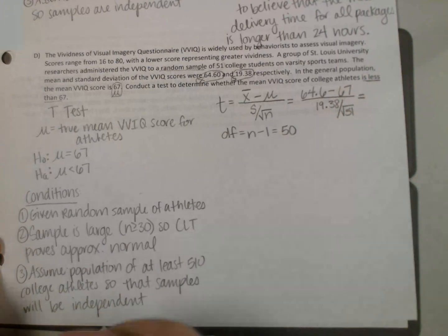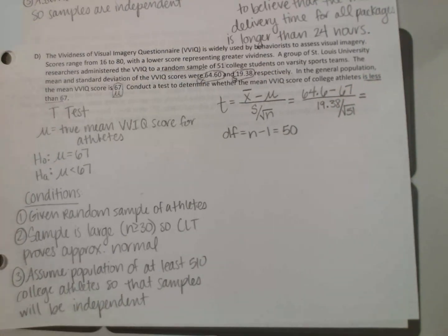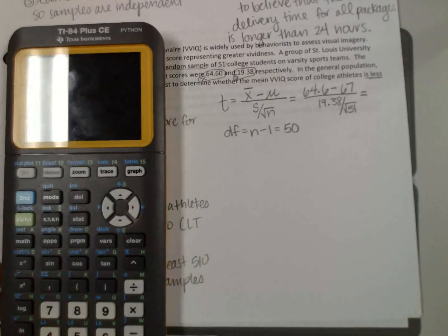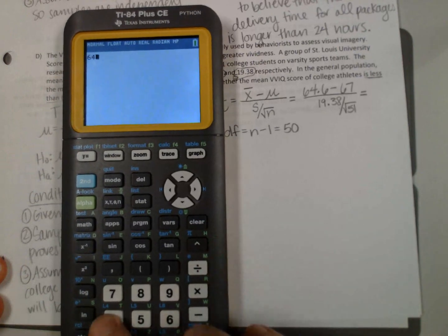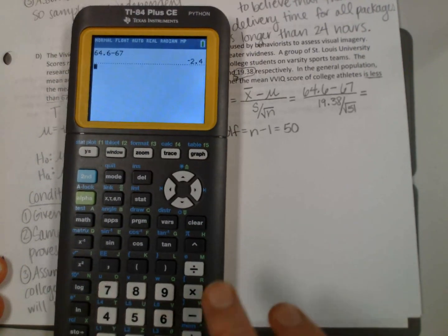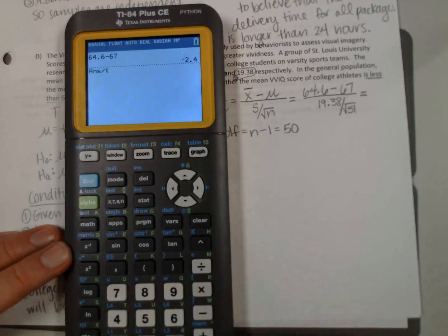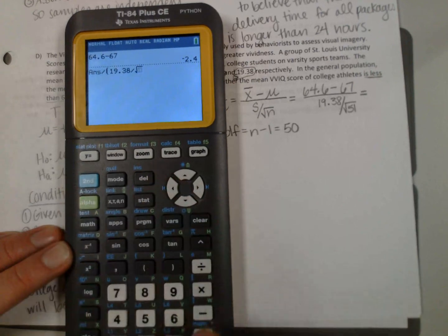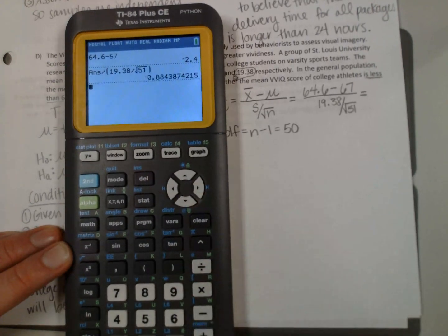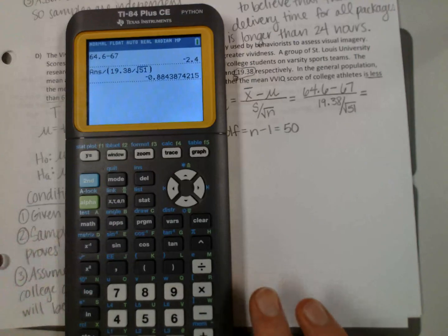Then I'm going to show you how we've been doing this in the calculator, and then I'm going to show you a different way to do it. So we can calculate that t-score. We'll type in 64.6 minus 67, and then divide by 19.38 over the square root of 51. And we get a t-score of negative 0.884.